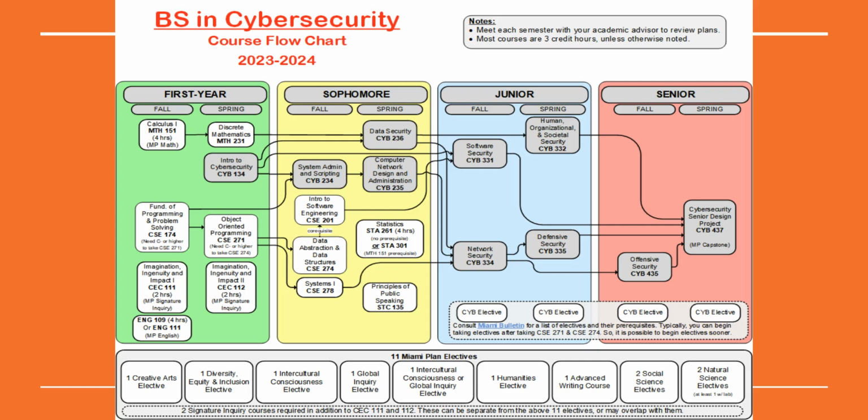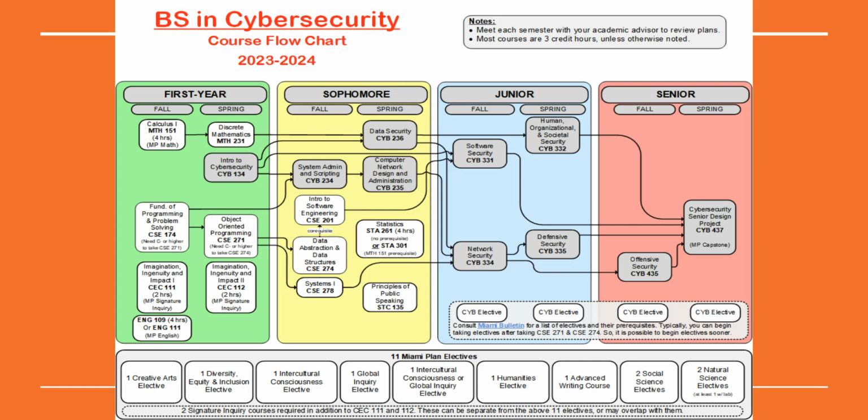There are 4 cybersecurity electives that you can take. There's no specific time frame when you have to take these electives, but as long as you take the classes that build up to those CYB electives, you can take them at different times. Our first cybersecurity class is CYB 134, our introduction to cybersecurity. It is a good class to start with to see if cybersecurity is a big interest of yours, and to see if you want to continue on to 234, 236, and so on.